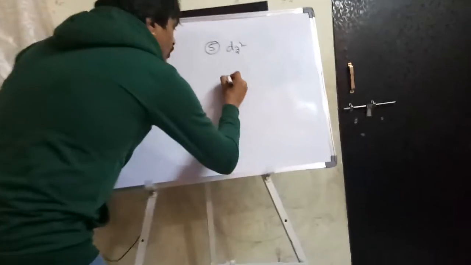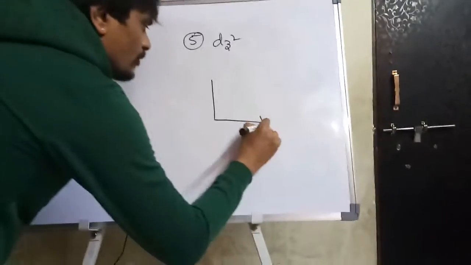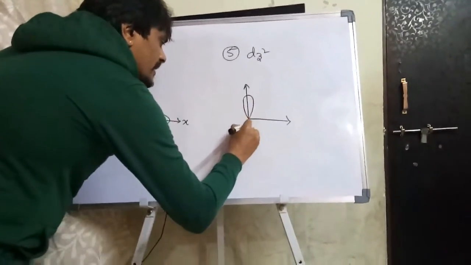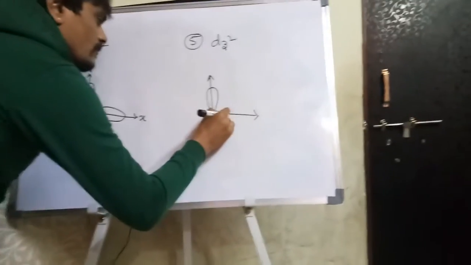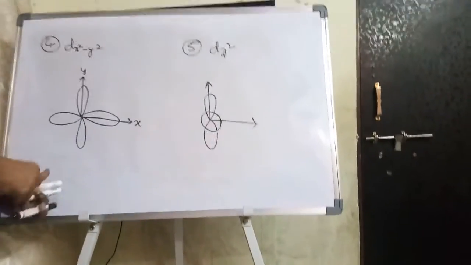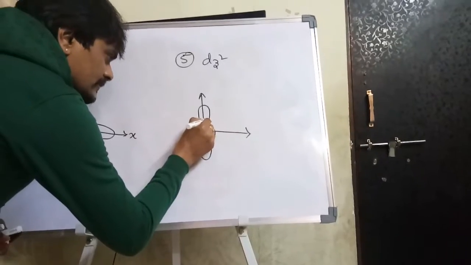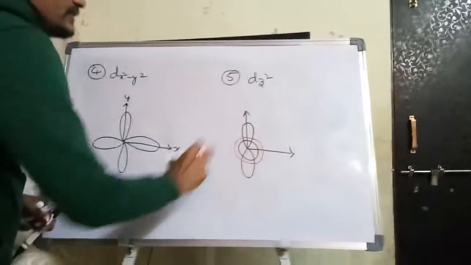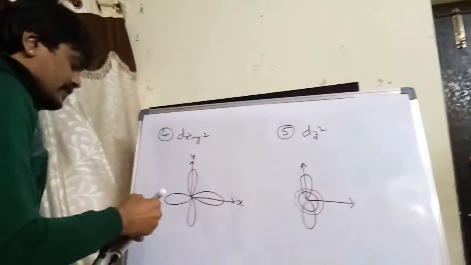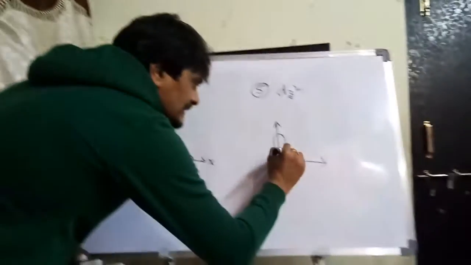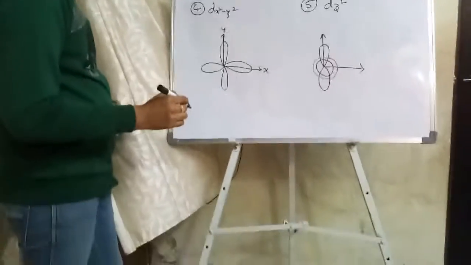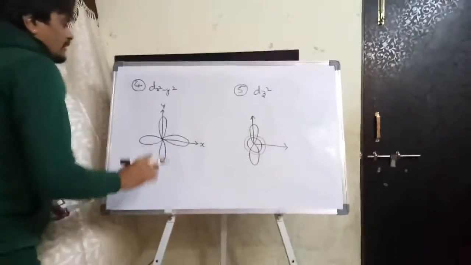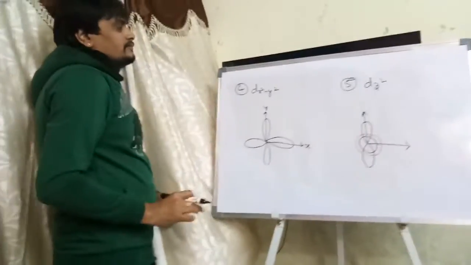Now coming to the last d orbital, that is dz square. In the dz square d orbital, one lobe will be along the axis. Another lobe will also be along the axis. This is the back lobe of dz square. This is one lobe and this is the back lobe. Now in the case of dx square minus y square and dz square, the lobes are sitting along the axis.